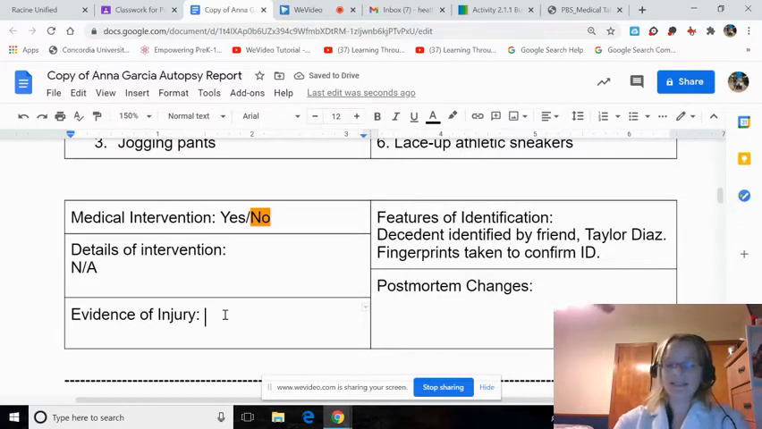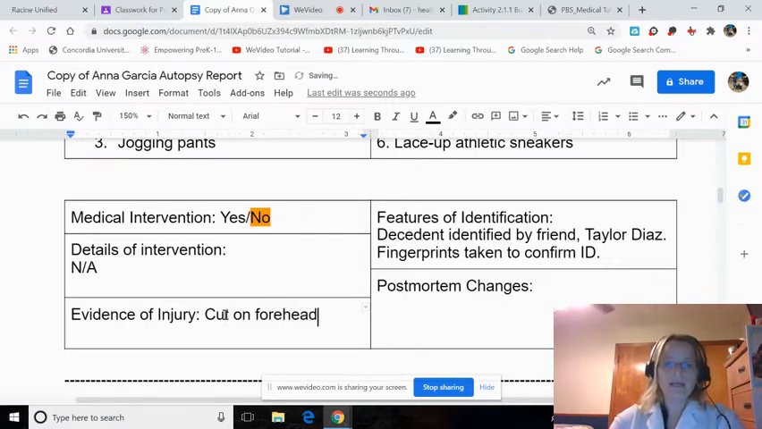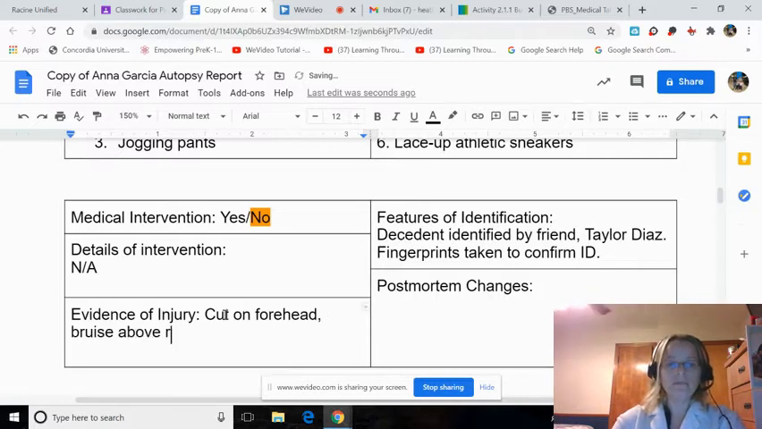All right, evidence of injury. So she has a cut on forehead, and she has a bruise above right eyebrow. We are going to type that in like 3 more times, so get used to those two things.